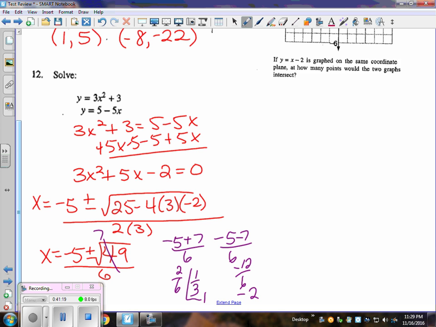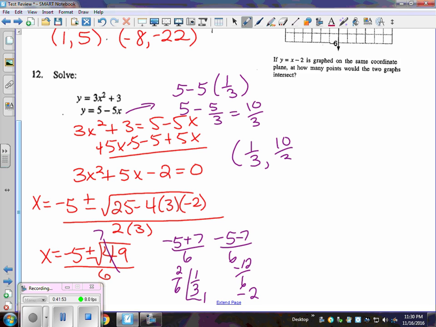But now we need to plug them back in to get their partners. So I'm going to plug it into the linear one again. So 1/3 in here. I've got 5 minus 5 times 1/3. It's going to give me 5 minus 5/3. And 5 minus 5/3, let's check out what that is. Oop. I'm using my calculator, you can't see me. That would be 10/3. So the coordinates where they intersect are at 1/3 and 10/3.